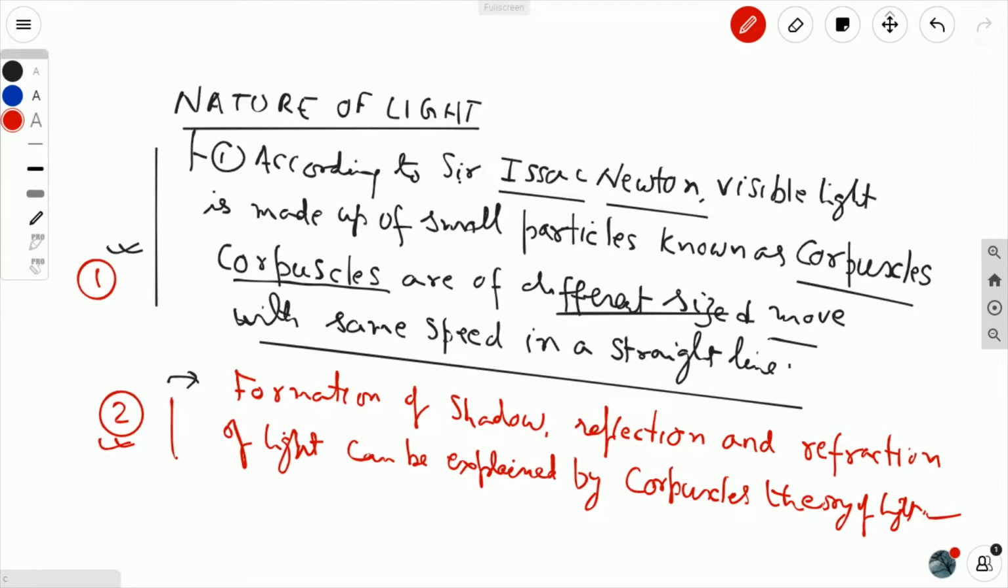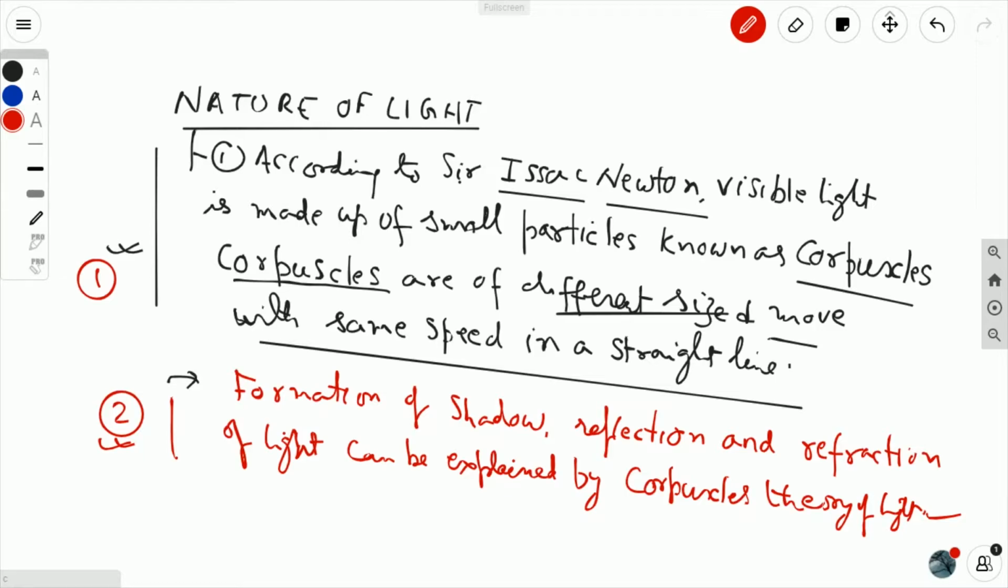It has been asked in the question to name three natural phenomena which can be explained by the corpuscle theory of light. The three natural phenomena which can be explained by the corpuscle theory of light are shadow, reflection and refraction of light. In Hindi, the three kinds of natural phenomena, like shadow and reflection of light, can be explained by the corpuscle theory of light.